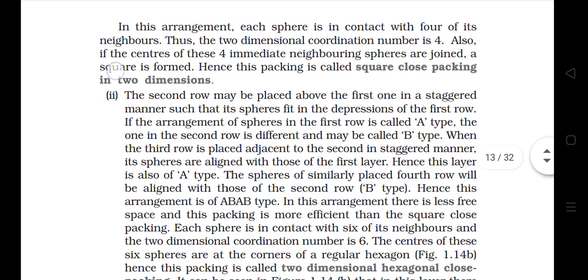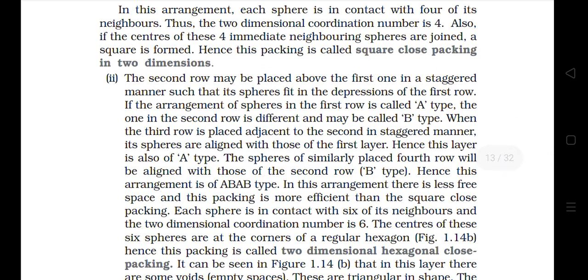The second row may be placed above the first one in a staggered manner such that its spheres fit in the depressions of the first row. If the arrangement of spheres in the first row is called A-type, the one in the second row is different and may be called B-type. When the third row is placed adjacent to the second in a staggered manner, its spheres are aligned with those of the first row. Hence, this row is also A-type. The spheres of a similarly placed fourth row will be aligned with those of the second row. Hence, this arrangement is of AB type. In this arrangement, there is less free space and this packing is more efficient than the square close packing.